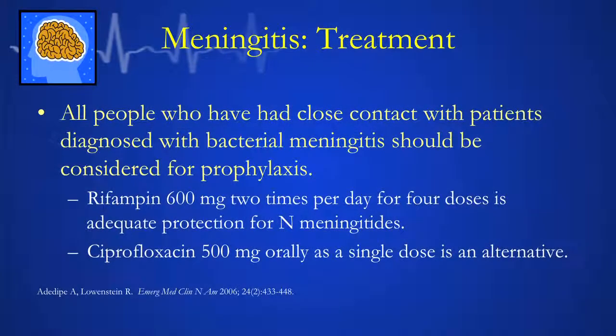Talking about prophylaxis, all people who have had close contact with patients diagnosed with bacterial meningitis should be considered for prophylaxis. Your choice is rifampin, 600 milligrams 2 times per day for 4 doses. That'll be adequate protection for Neisseria. You can also use Cipro, 500 milligrams orally as a single dose. Talking about Neisseria, when you have patients with strep pneumo, we as their caregivers don't need to be prophylaxed. Neisseria is the one that's really contagious if you're in the same room, breathing in their coughing, their sneezing.